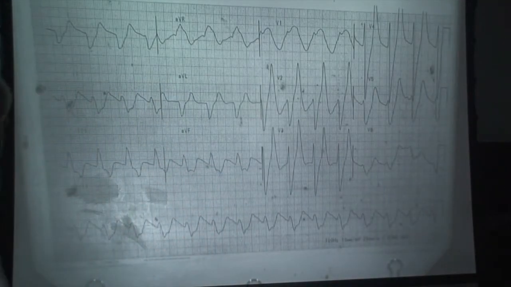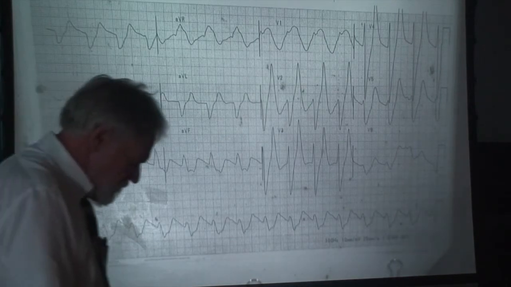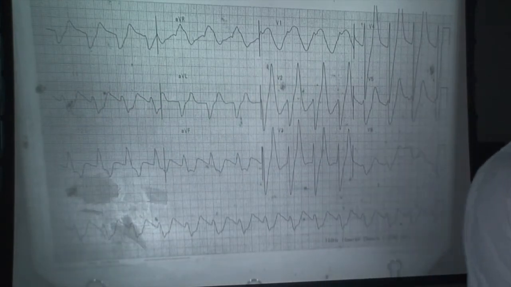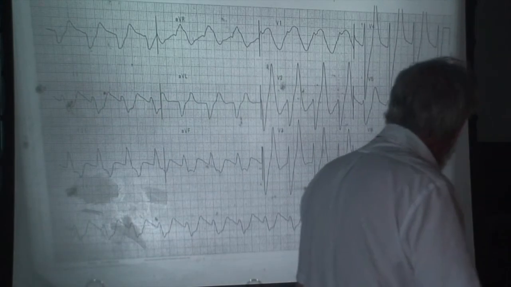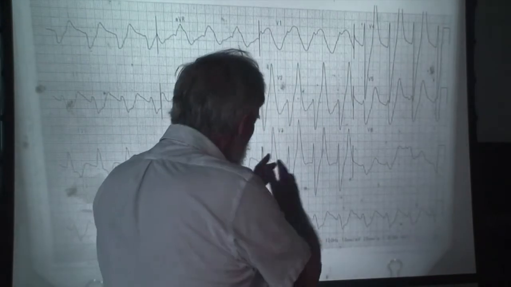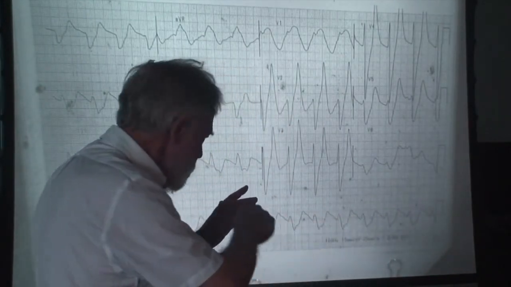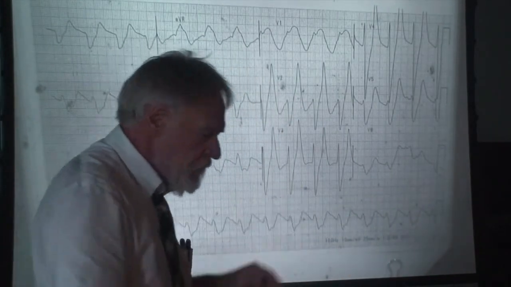Electrolyte abnormality. Hyper K. Hyperkalemia. And you can see not only do we have tall peaked T waves, but the QRS is becoming a sine wave. It's a lot stressful.